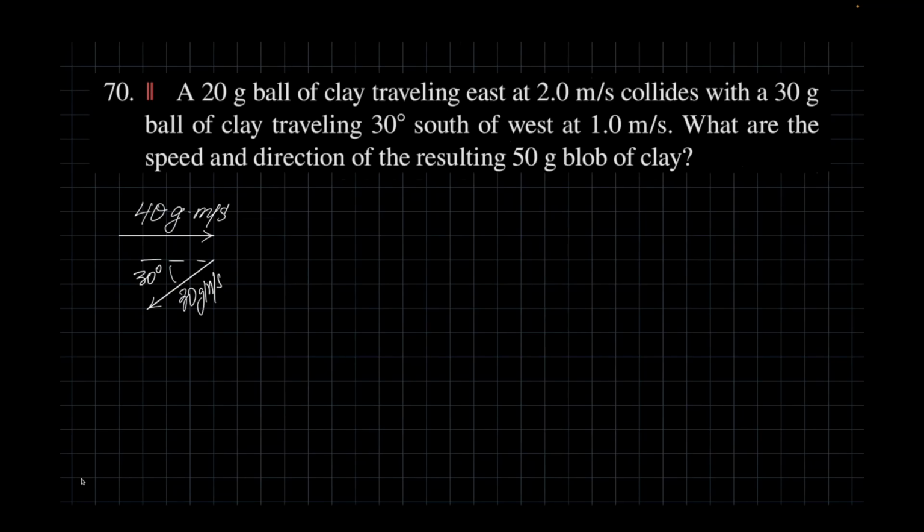Question number 70, we have two balls that are directed for a collision. One of them is moving east, and the other one is moving south of west at 30 degrees. So it requires you to remember that when you say south of west, think west, you go this way first, and then you dip south of it, so that's your 30 degrees right here.